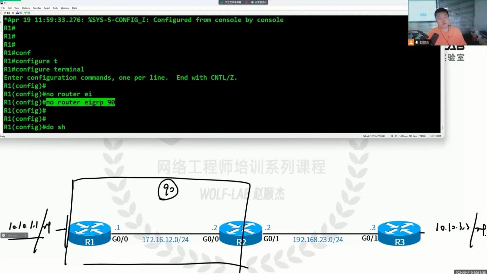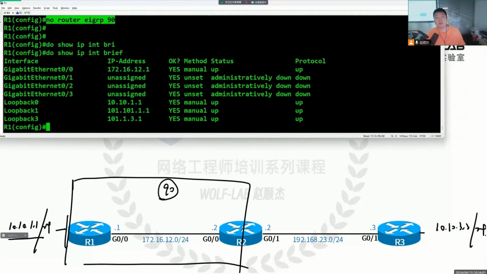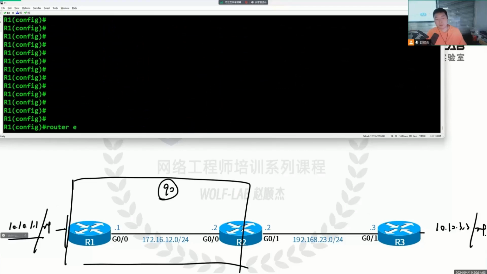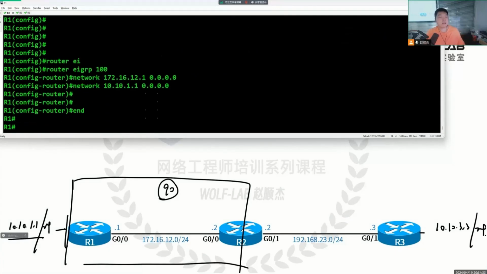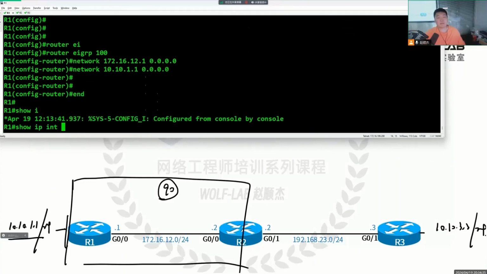So now I network 172.16.12.1 0.0.0.0, precisely declaring my interface running EIGRP, put into EIGRP 100. Our R1 router's interface belongs to AS100. Go ahead and the other network 10.1.0.0 as well. We also believe that we belong to AS100. So the two routers are now running EIGRP.